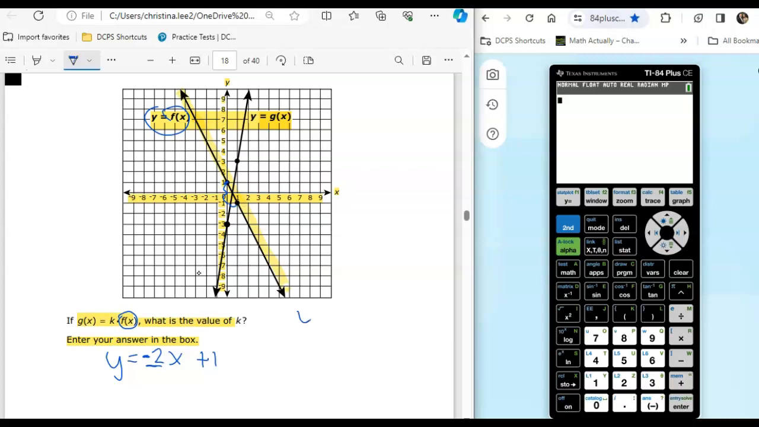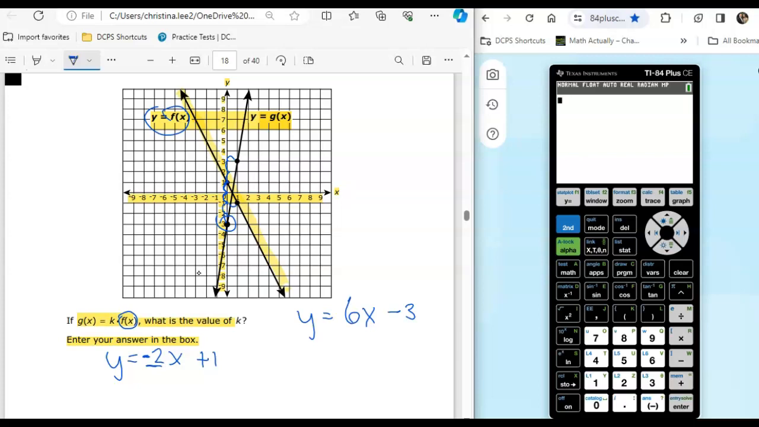G of x, on the other hand, is y equals. Here, my y-intercept is negative 3. And then my slope is positive, though, in this case, because I'm going uphill. And so that's going to be, let's see, we're going up 1, 2, 3, 4, 5, 6, and over 1. So that's going to be 6x minus 3.